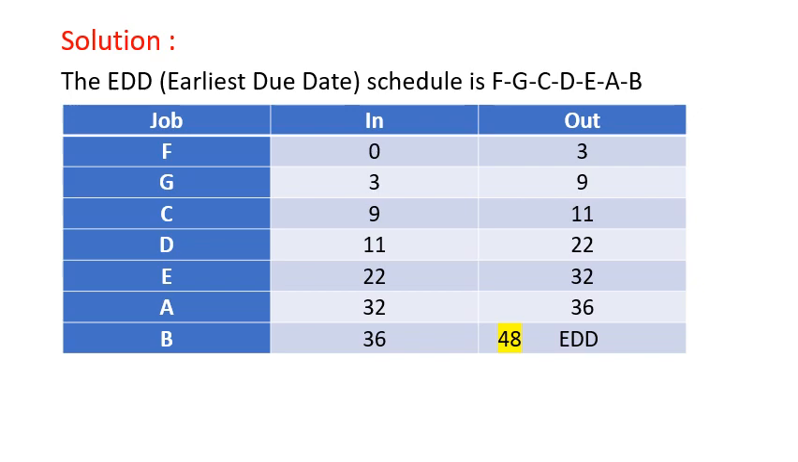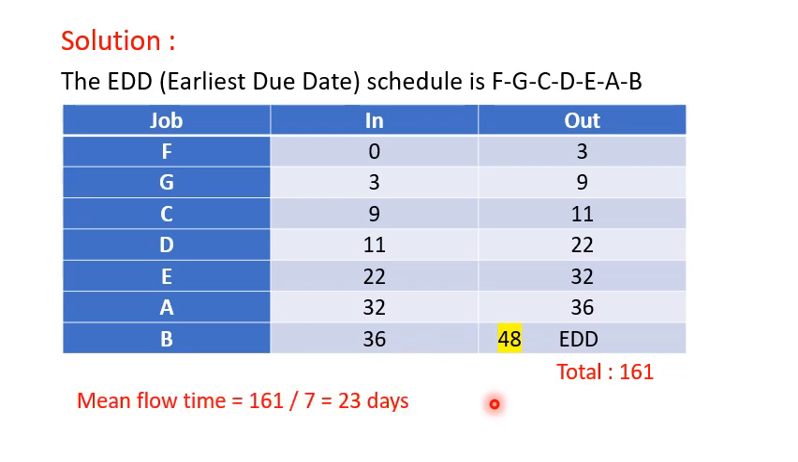At the end of the 48th day, your total flow time according to the EDD rule will be 48 days. So again, when you take the cumulative of it, we get 161. Just look at it. 9 plus 3, 12, 13, 15, 17, 23 plus 8, 31, 3 carry forward, 4 plus 3, 7, 10, 13, 15, 16, 161. Total is 161. When you divide that by 7, you get 23 days. So the mean flow time is 161 divided by 7, which is equal to 23 days by EDD rule.